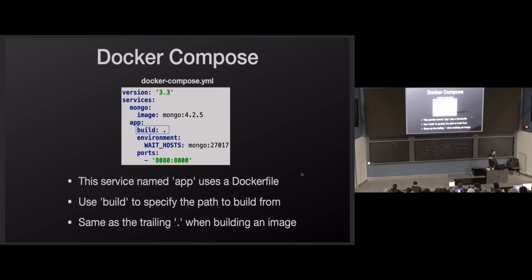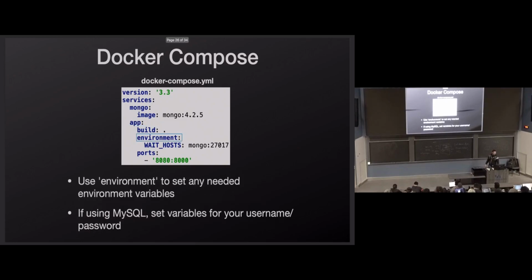I'm going to put my Docker Compose.yaml file in the same directory as my Docker file. So I'm just going to do build dot, and that's the same as the trailing dot in Docker run when we ran our container. So we just have build dot, look in this directory for a Docker file.